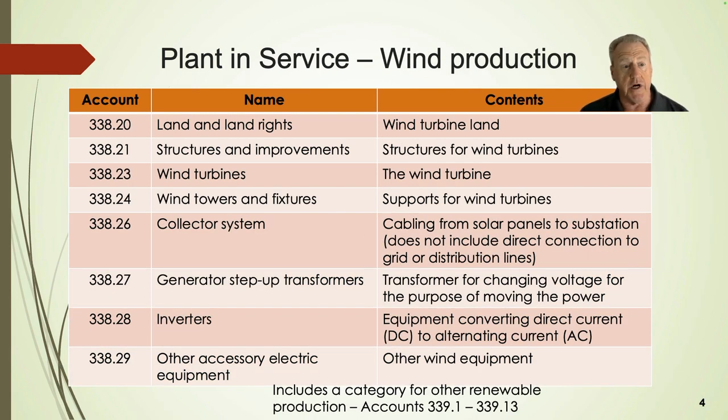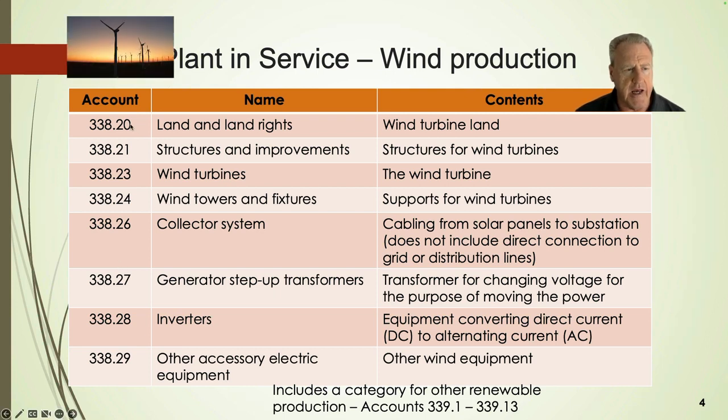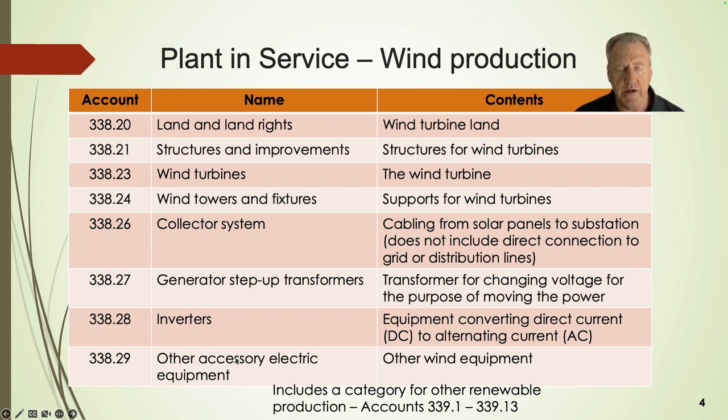And then in wind production, they also have the same setup. They have the 338 with a double digit behind there, and land, structures, turbines, and everything else that goes with. And again, the battery area is not covered, so you would want to put those in the 338.29 segment there, other accessory electric equipment, for battery that is specific to the output coming from your wind generation.